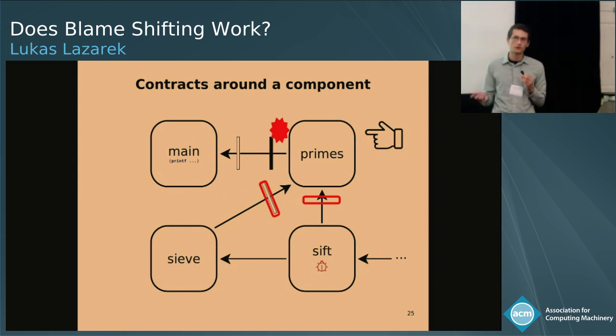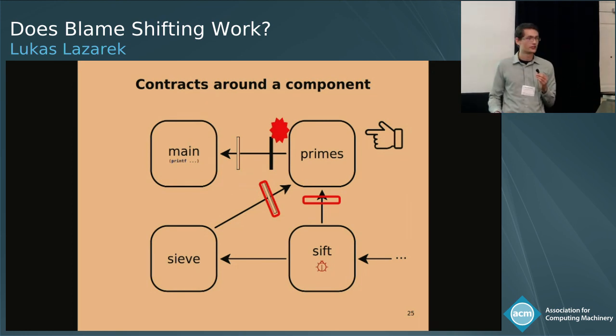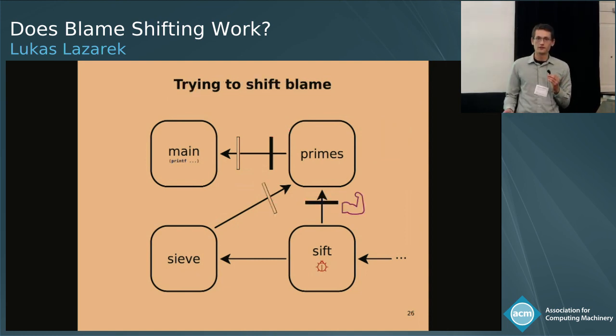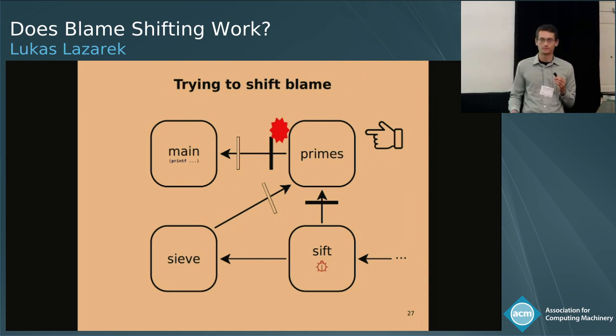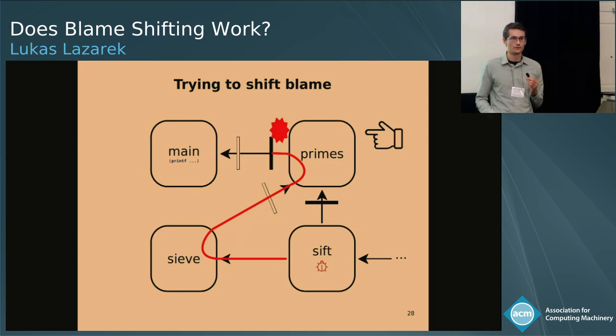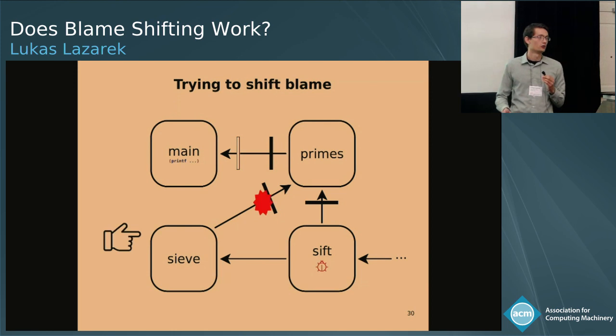But we don't need to worry about strengthening the contract that's already being violated, because it's already strong enough to detect the problem. So we can try strengthening one of the other ones, say the one between primes and sift. And what we might find is that we get the same contract violation, and the blame stays on the primes component. And that might be because the bad value didn't flow through the boundary we strengthened at all. And that's fine. But if we strengthen the other contract boundary, we'll find that we get a new contract violation, and the blame shifts to the sieve component.